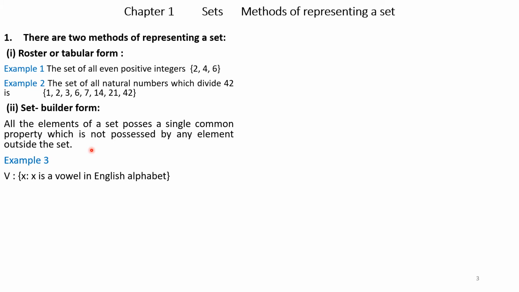Let us take vowels. The set V can be written as V colon within flower brackets, X such that X is a vowel in the English alphabet. We have to write the full sentence here. This colon is read as "such that". Close the bracket, and it is read as: the set of all X such that X is a vowel of the English alphabet.